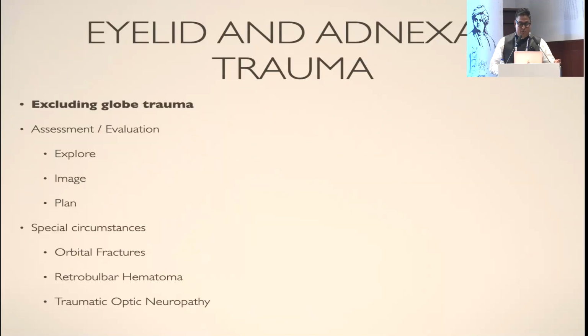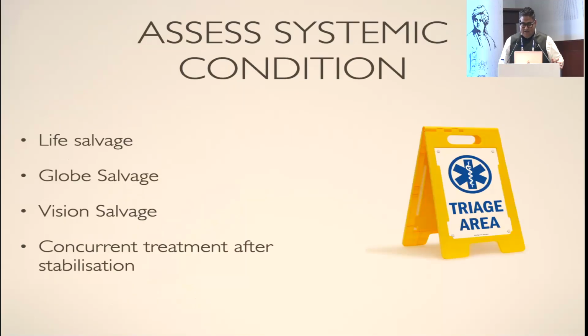So what I'm going to do is, I'll be excluding globe trauma because that's going to be spoken later. We'll talk about assessment evaluation, what are the imaging sequences that we need, and some special circumstances of how to screen and diagnose and points to keep in mind when you assess a patient with suspected orbital fracture, a retrobulbar hematoma, and what to do as the first step of management when you come across a patient with traumatic optic neuropathy. Hopefully we would not have the controversies that we had in glaucoma management here.